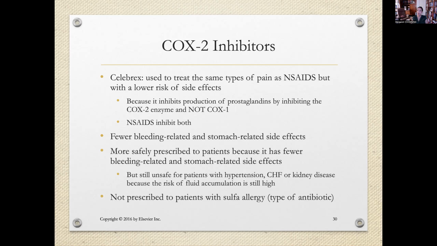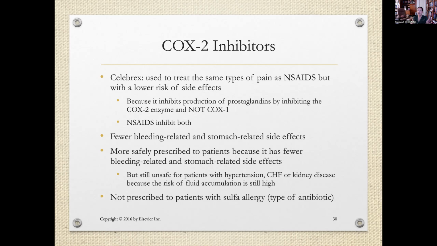NSAIDs inhibit both. You do not need to know all the details of this, but what you do need to understand is that Celebrex is given for patients who cannot take NSAIDs, but would benefit from the positive effects of an NSAID. So there are fewer bleeding related and stomach related side effects with Celebrex. So it's more safely prescribed to patients. Sorry, I said that twice.